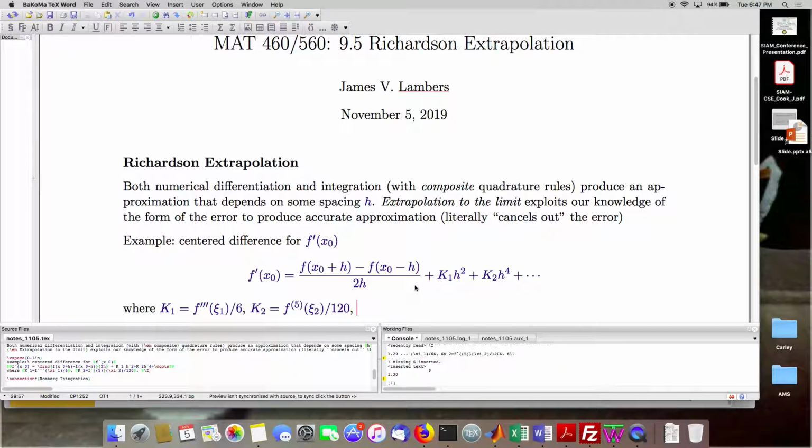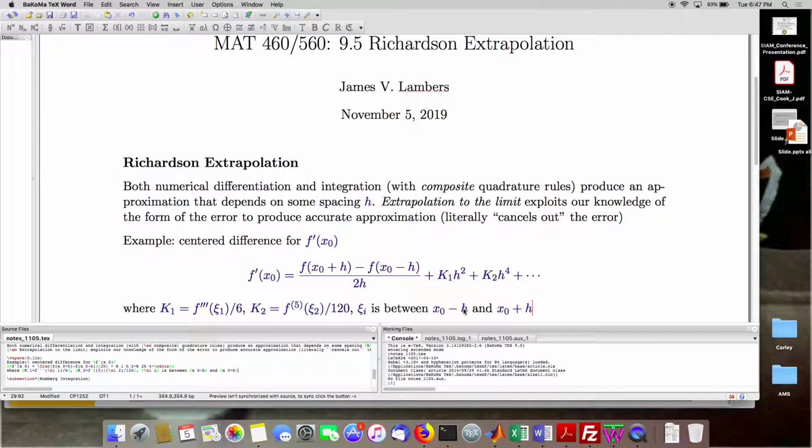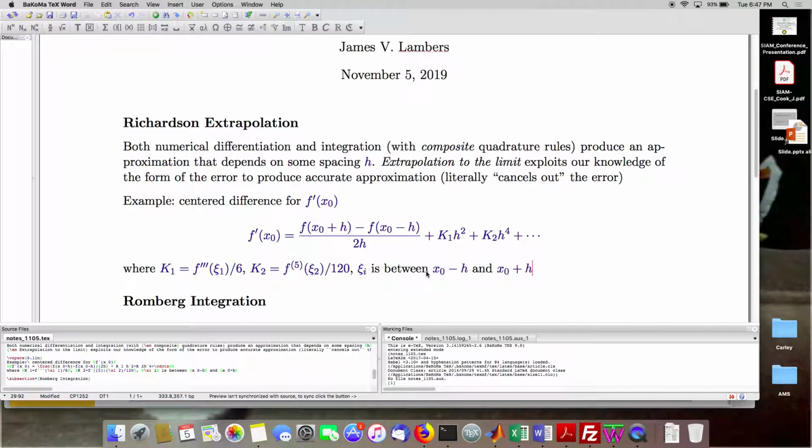where each unknown point is between x naught minus h and x naught plus h. So it lies within this interval, but our assumption is that h is small, if we want any accuracy at all. So essentially, we can almost take these unknown points to be roughly x naught. So the nice thing is that we have a really good idea as to what these constants are.